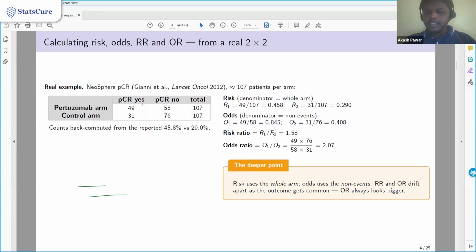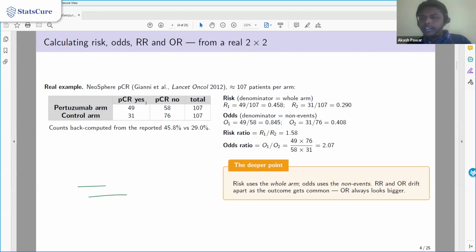Here the outcome is pCR, which is a good thing, and the risk ratio might mean risk ratio or odds ratio, but it shows the chances. Just forget about the risk ratio once and consider the odds ratio. The odds ratio says 2.07, which means the odds of having pCR, which is complete response, is higher in the pertuzumab arm as compared to the control arm.